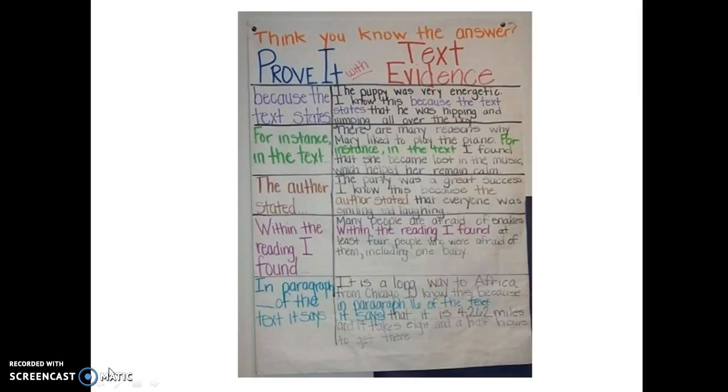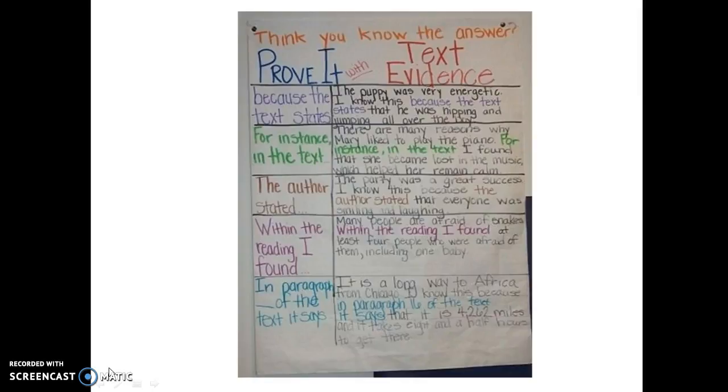So the writer of that sentence incorporated that phrase into their sentence, and they gave examples from the text. He was jumping all over the boy. Okay, the next one. For instance, in the text, there are many reasons why Mary liked to play the piano. That's the statement they're trying to prove. Then they go on to say, for instance, in the text, I found that she became lost in the music, which helped her remain calm. So you can see they're incorporating those phrases, and if you use those phrases in your writing, it will help you naturally cite evidence.